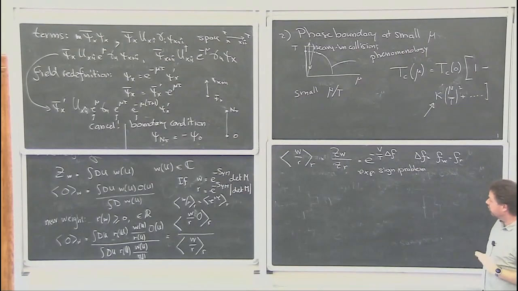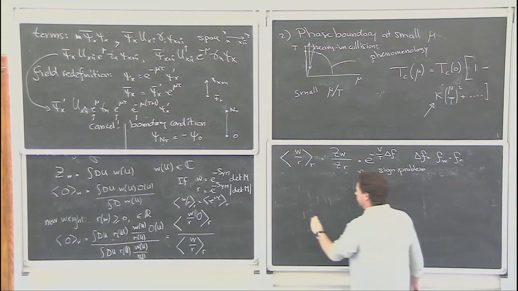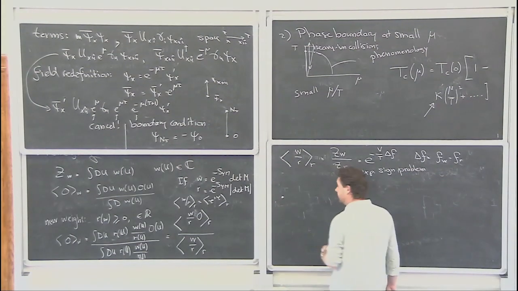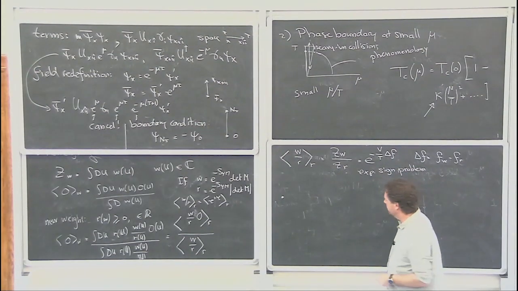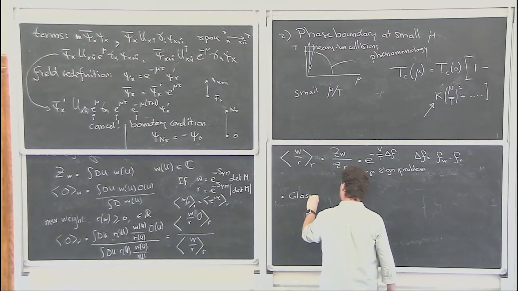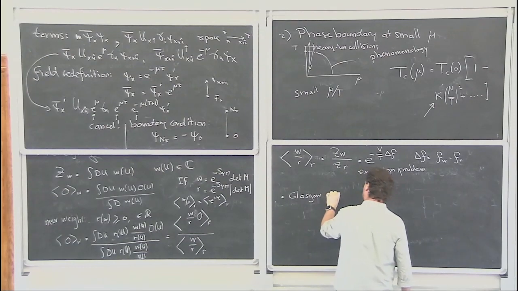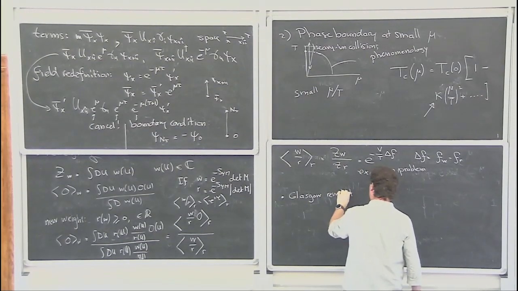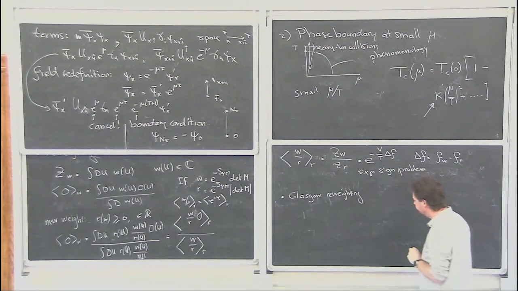Nevertheless, you can get somewhere. So this method has been used in the past. It was first used quite a long time ago, in the 1980s, and it was developed in Glasgow. So it was called Glasgow reweighting.